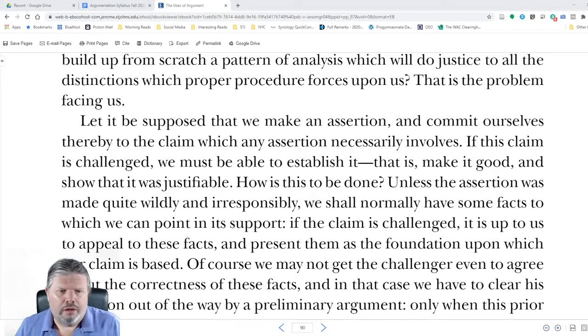Let it be supposed we make an assertion and commit ourselves thereby to the claim which any assertion necessarily involves. If this claim is challenged, we must be able to establish it. That is, make it good and show that it is justifiable. How is this to be done?